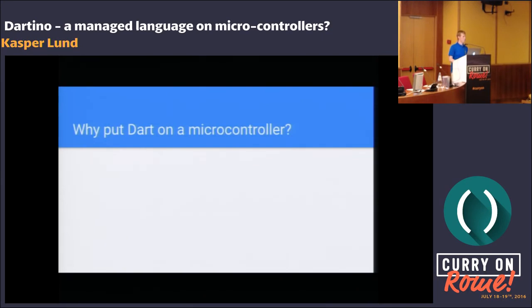So why would you want to put something like Dart on a microcontroller? There are a number of reasons why. I think one of the most important things is that the number of developers in the world that are actually comfortable and productive writing software for these devices is very low. So it's very hard for people to actually scale up and build good software for all these devices out there. So it's really important that we make these small platforms accessible to more developers.